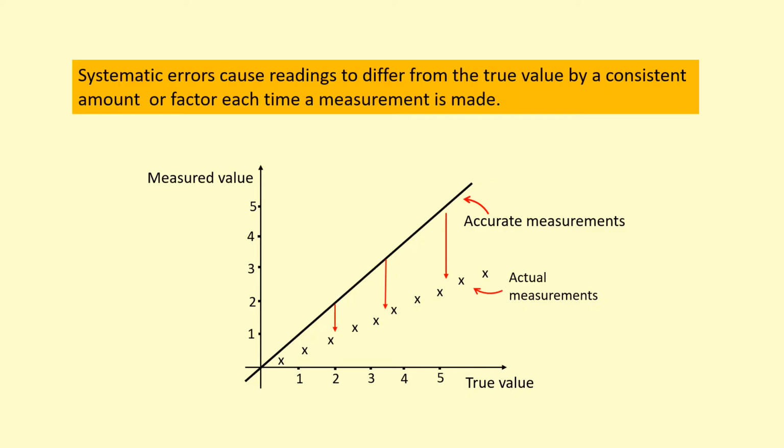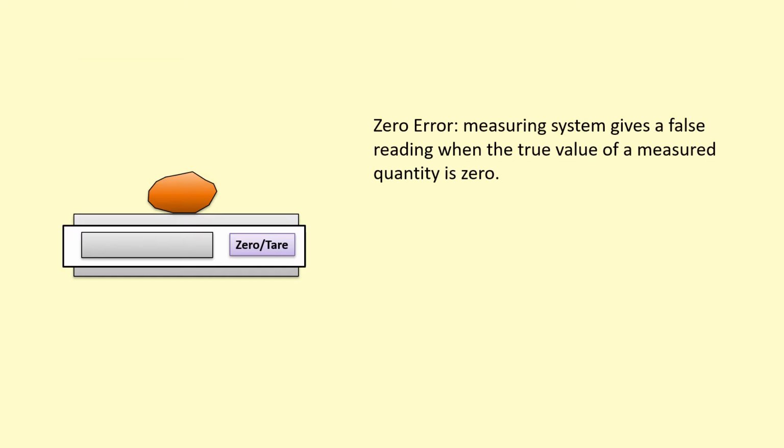Systematic error causes your readings to differ from the true value by a consistent amount or factor each time the measurement is taken. An example of a systematic error is zero error. That's when you forget to press the zero or tare button before you put the weight that you're trying to measure. So if I take this weight off, it would actually give a non-zero reading, either negative or positive. The only way to deal with this is either take the weight off and press the zero button and redo the experiment, or you can note down how much the mass is off by and subtract or add that value to all your subsequent readings.